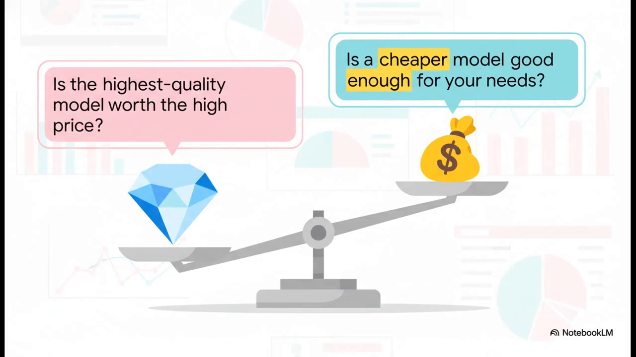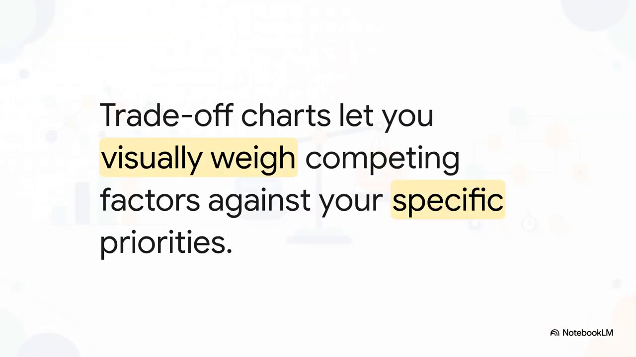Let's go back to our report summarizer and that classic dilemma, quality versus cost. The chart helps you answer these really key questions, like is the absolute highest quality model just way too expensive for your budget? Or, on the other side of the coin, is that cheaper model you've been eyeing good enough to meet your quality standards? The real power here is just how simple it is. By plotting the models on a chart, you can instantly see the trade-offs. You can visually weigh all these competing factors and find the models that hit that perfect sweet spot for your specific needs.